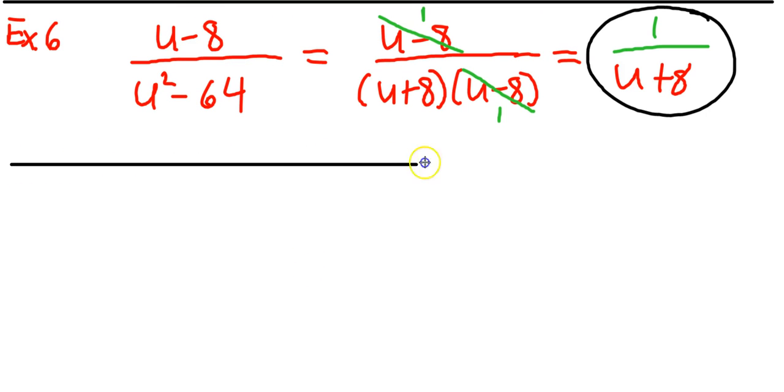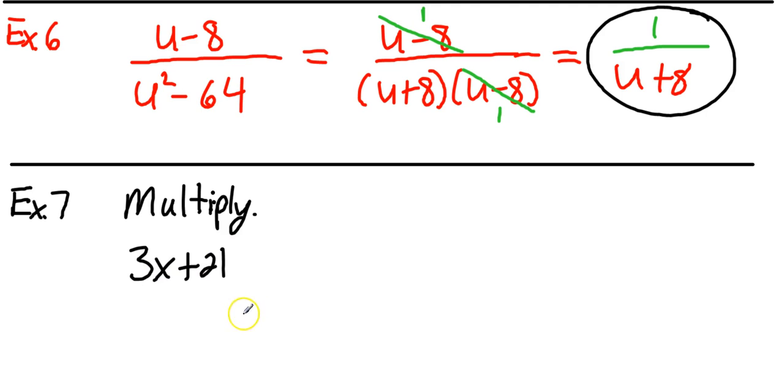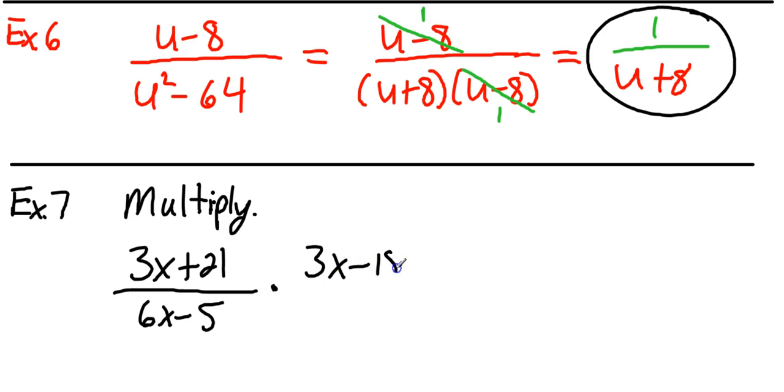Okay, for number 7, it's almost the same problem, but they changed the directions on number 7 because it says to multiply. But from what we were saying earlier, when it says to multiply, that's the third option you're going to do. The first thing you're going to do is factor. The second thing is you're going to cancel. The third thing is then you finally multiply anything that's left over from everything you had there. So we've got 3x plus 21 over 6x minus 5 times 3x minus 18 over x plus 7.